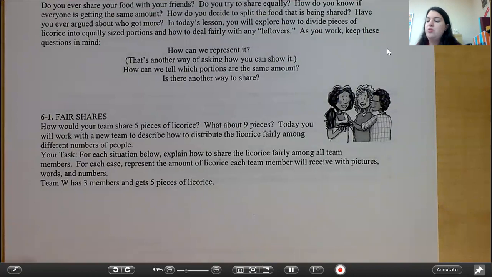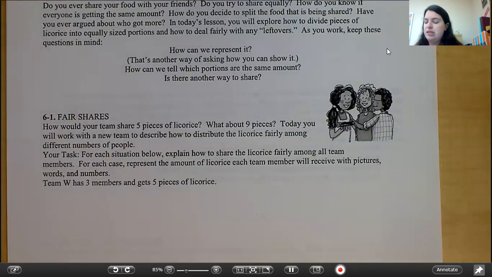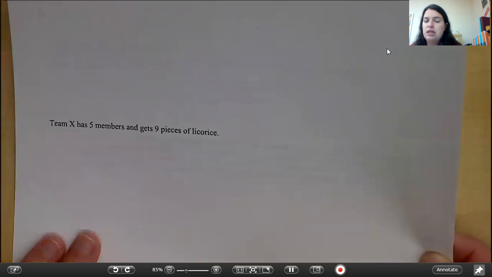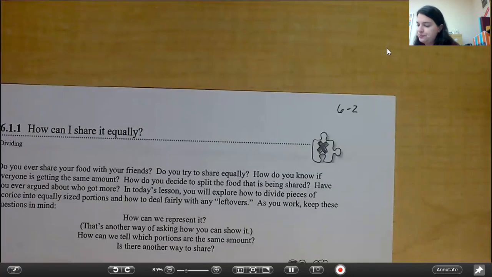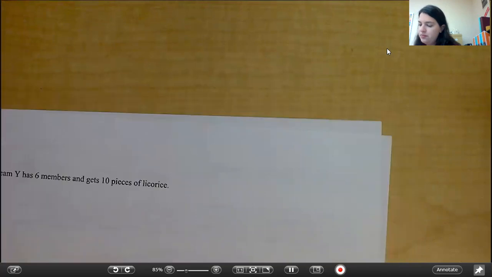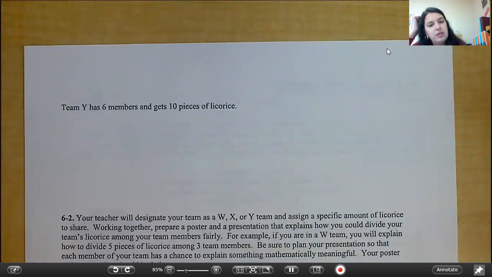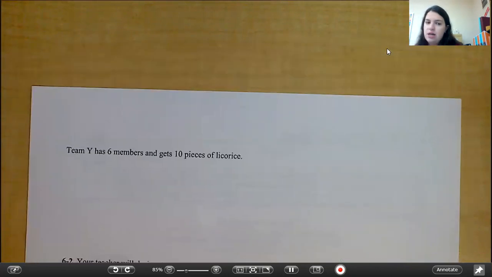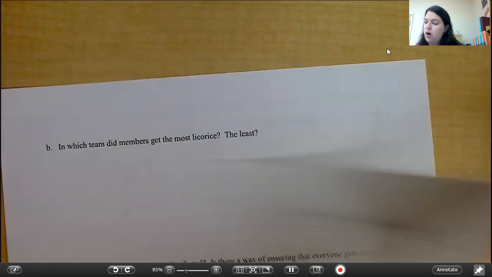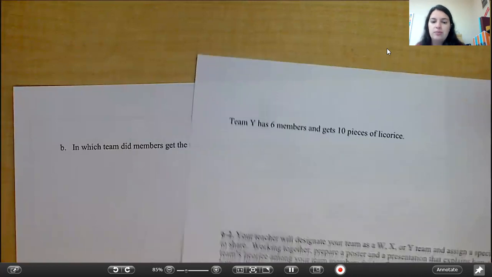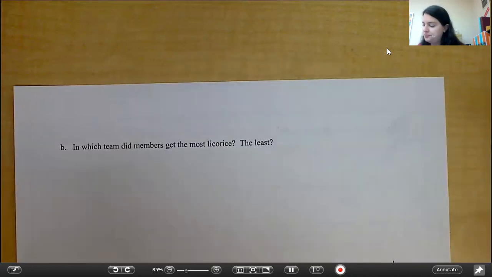So we have Team W has 3 members and gets 5 pieces of licorice. Team X has 5 members and gets 9 pieces of licorice. And Team Y has 6 members and gets 10 pieces of licorice. So go ahead and pause the video and work with these 3 situations, Team W, Team X, Team Y, and when you are done, then you can resume the video. So pause the video now.